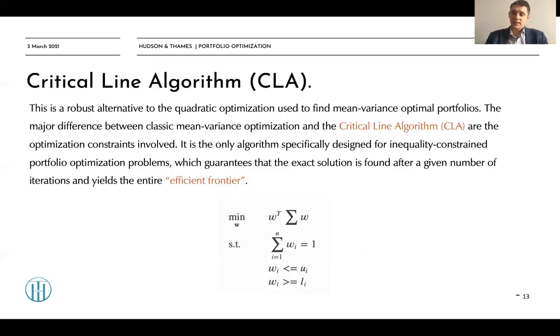Now, let's also take a look at one of the crucial algorithms in modern portfolio optimization, which is called the critical line algorithm, or CLA. The critical line algorithm is a robust alternative to quadratic optimization used to find mean variance optimal portfolios. The major difference between classic mean variance optimization and CLA is the optimization constraints involved. It is the only algorithm specifically designed for inequality constrained portfolio optimization problems, which guarantees that the exact solution is found after a given number of iterations and yields the entire efficient frontier.